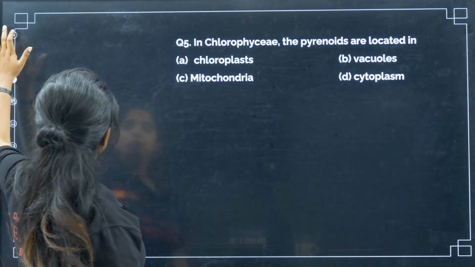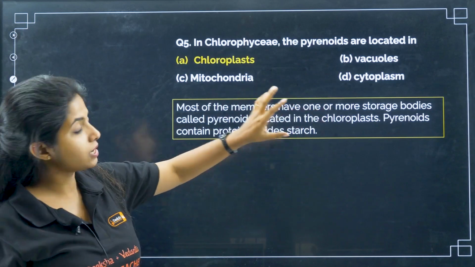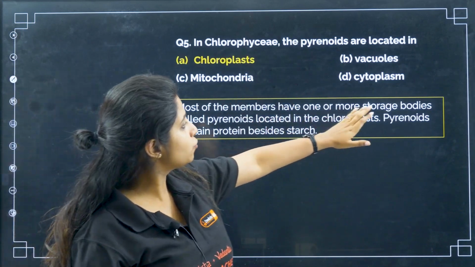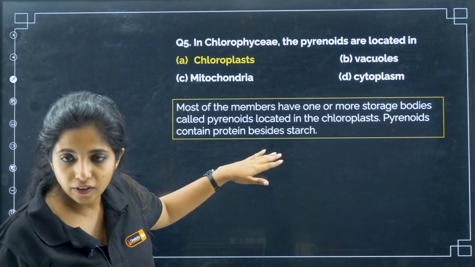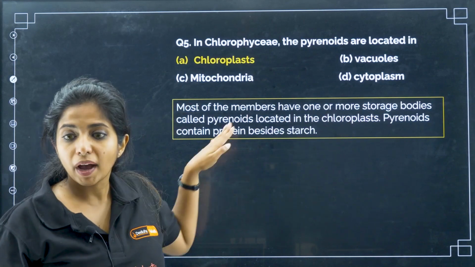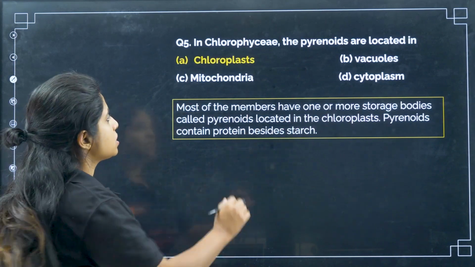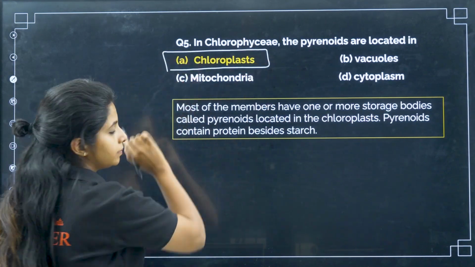Now, I'll show you a line given in your NCERT. Most of the members have one or more storage bodies called pyrenoids located in the chloroplast. Pyrenoids contain protein besides what? Starch. So, this becomes your answer.